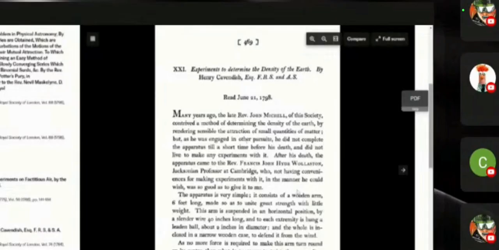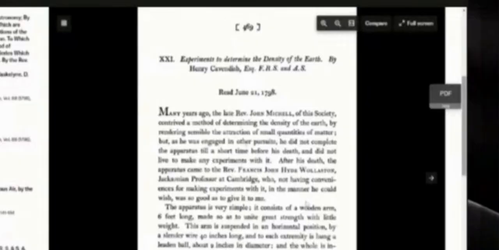Use them. So at the very top of the paper, it says Experiments to Determine the Density of the Earth by Henry Cavendish. And it says that the late Reverend John passed away, having not been able to complete the experiments, which then came to a Jacksonian professor at Cambridge, who then gave it to me, being Henry Cavendish.